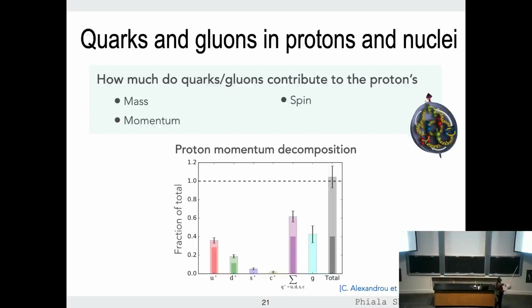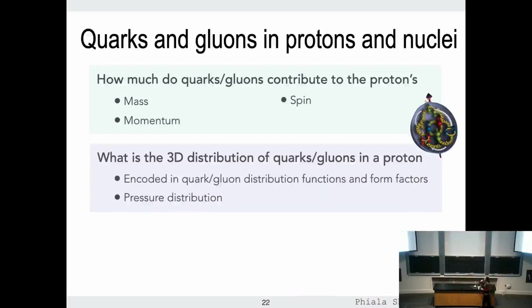So this is the momentum of the proton, and this is a calculation showing exactly what fraction comes from up quarks, down quarks, strange quarks, charm quarks, gluons. You add it all up and you get 100%, as of course you should if your calculation is well controlled. We can answer these questions precisely. But let's go a little deeper.